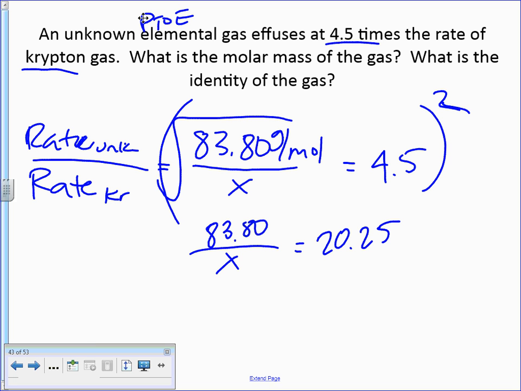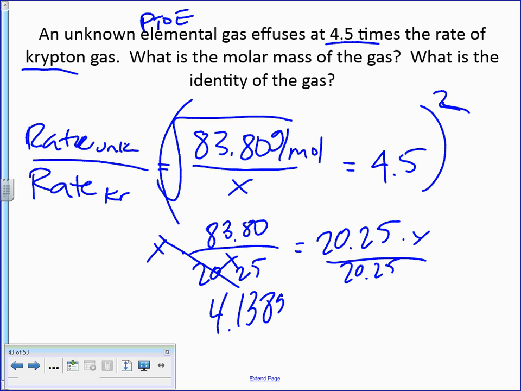I need to switch things, right? So I need to multiply by X on both sides. The X cancels out on this side, so you get 20.25X. So then to isolate X again, you have to divide by 20.25. Don't just try to do it in your head. You can write it out. So what is 83.8 divided by 20.25? 4.138. So X is 4.138 grams per mole.